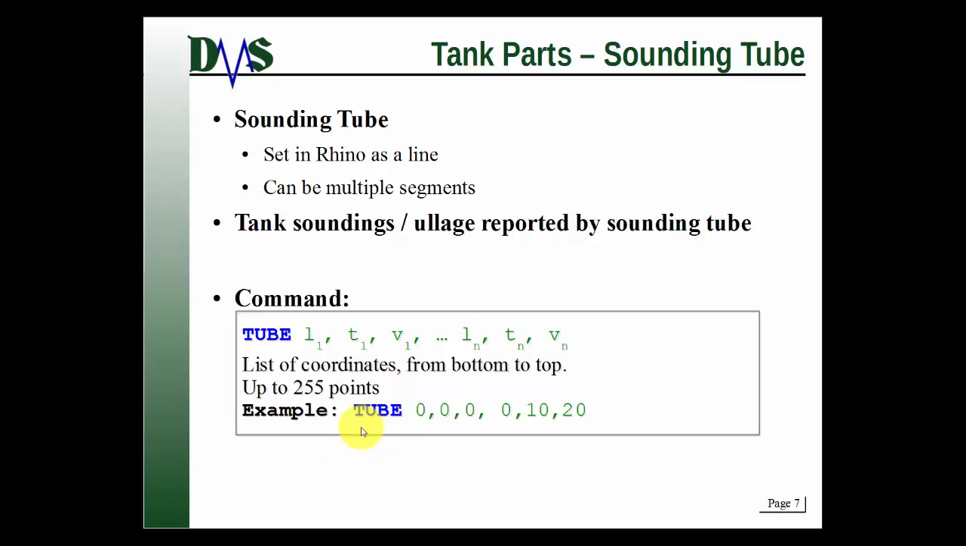So here's just a very simple example. The command is tube, my first coordinate set right here, 0, 0, 0, so I'm right at the origin point, and my second coordinate set, 0, 10, 20. So that's saying it's gone 10 meters to starboard and 20 meters above baseline.